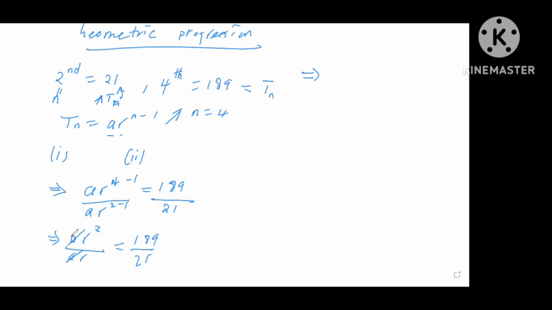Yes. And there you have got how many R's? You have got 3 R's, right? So when you divide R to power 3 by R, what do you have? You have R squared. So R squared is equal to, what is 21 into 189? How many times does 21 go into 189?